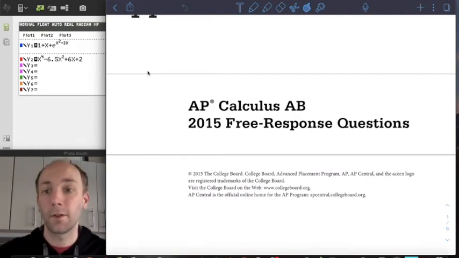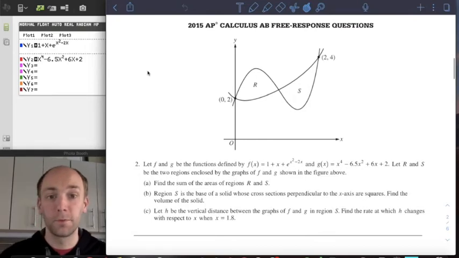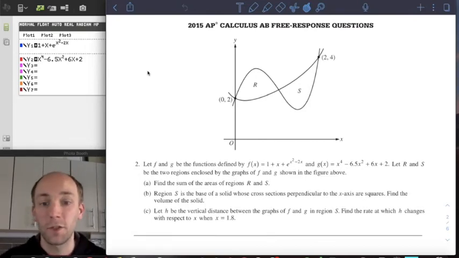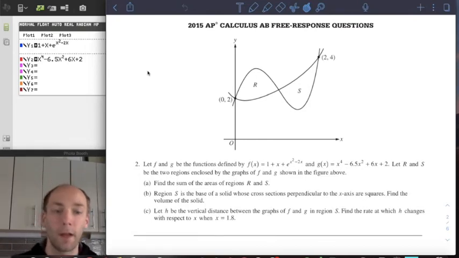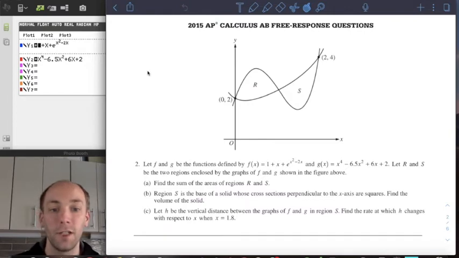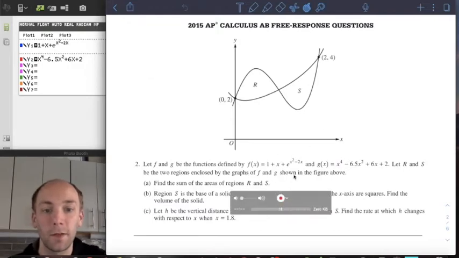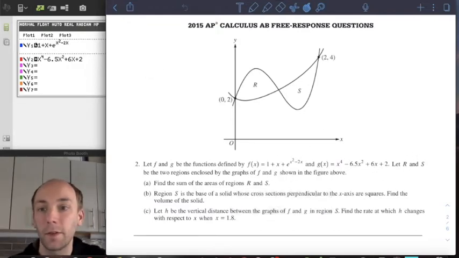All right, we're going to take a look at 2015 question number 2. It says let f and g be the functions defined by f and g, and let R and S be the two regions enclosed by the graphs of f and g shown in the figure above. So what I've done to start with is I've taken the two equations that were given, f and g, and put them in my calculator. So f is y1 and g is y2.